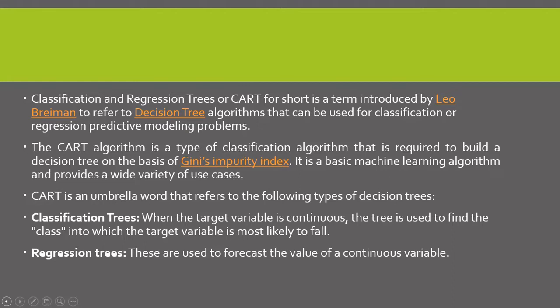And for information, we can say that CART is an umbrella word that refers to the following types of decision trees: classification trees and regression trees. In classification trees, the target variable is categorical, and the tree is used to find the class into which the target variable is most likely to fall. While regression trees are used to forecast the value of a continuous variable.